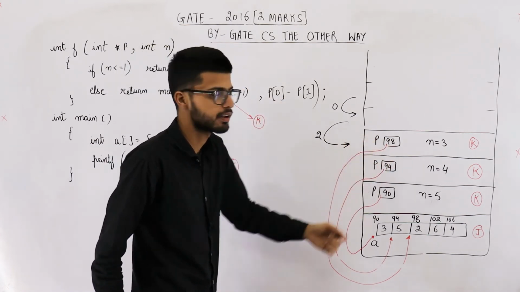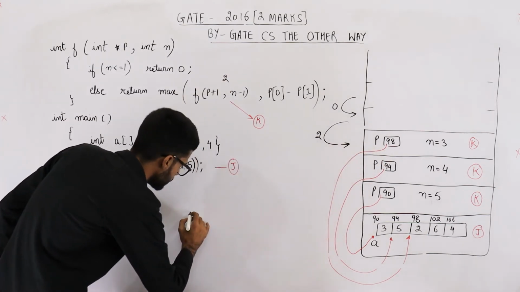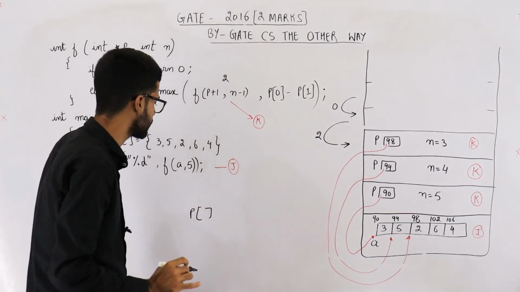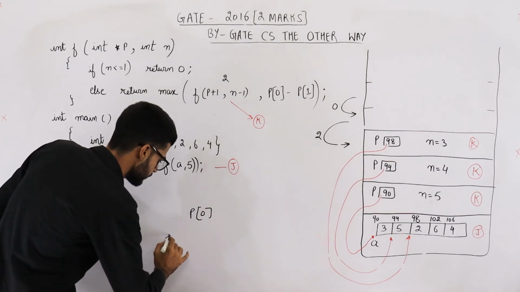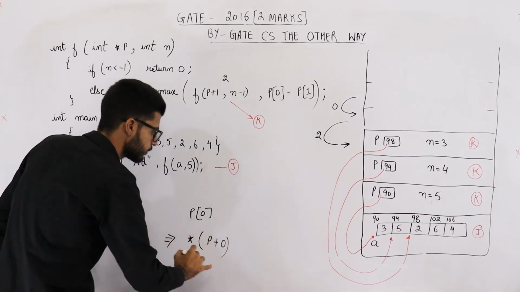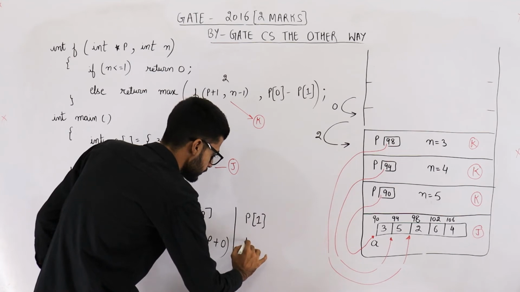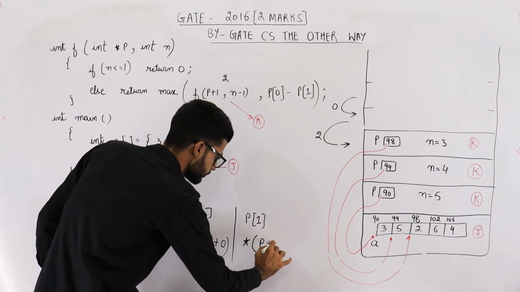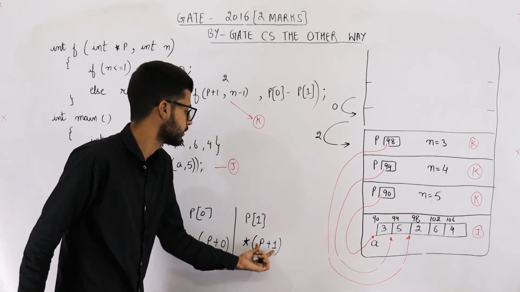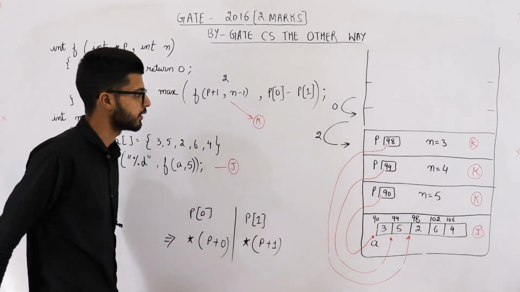So p is 98. P of 0 means element present at address number 98. See, p is a pointer. Can we use square brackets with the pointer? Yes, we can use square brackets. This means value present at address p plus 0. Okay. Similarly, p of 1 means star p plus 1. Now you already know this is to be solved according to pointer arithmetic. That means address of the next element to p. Star means value at that address.